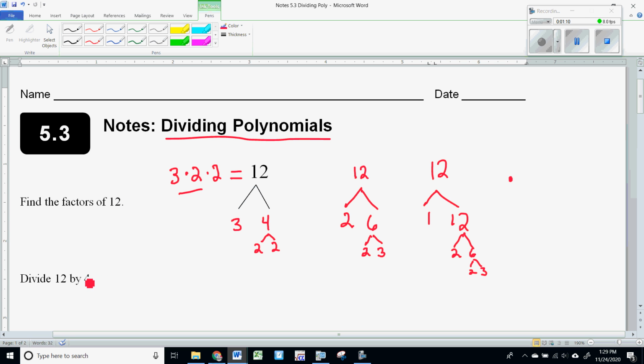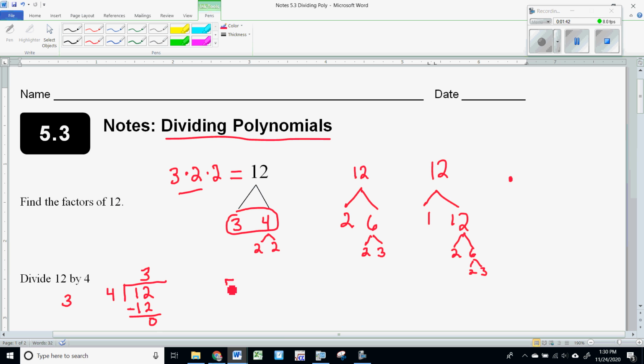Now, let's say we wanted to divide 12 by 4. So this would be 4, do long division, divided into 12. And if we did that, we would get 3. The remainder is 0, so that means 12 divided by 4 is 3. Which makes sense because 3 and 4 are factors. So if you divide by a factor, you get a remainder of 0.